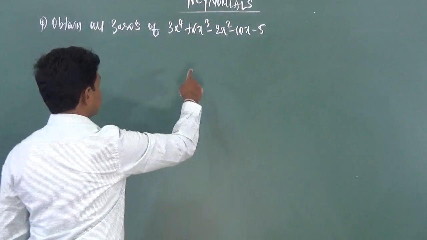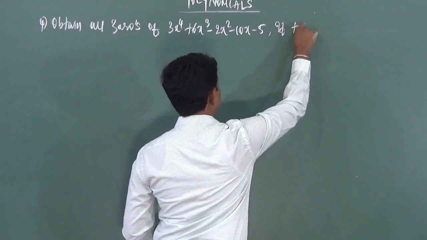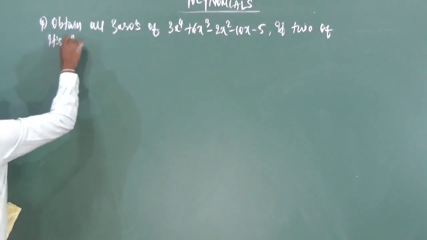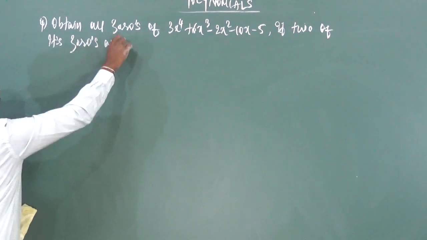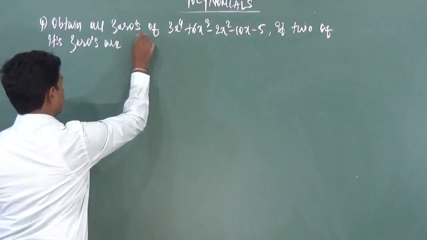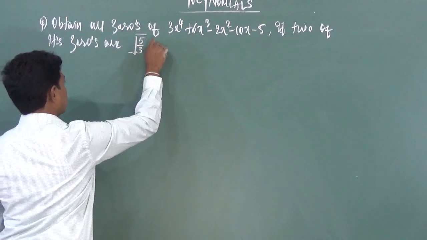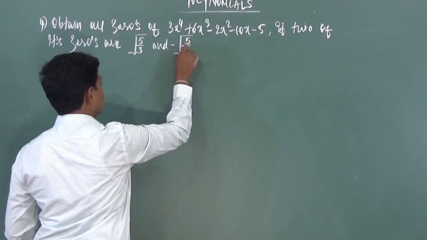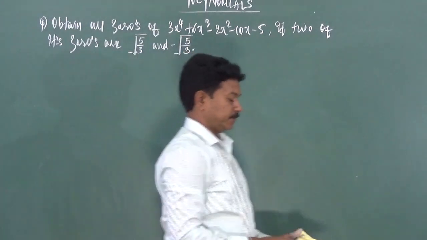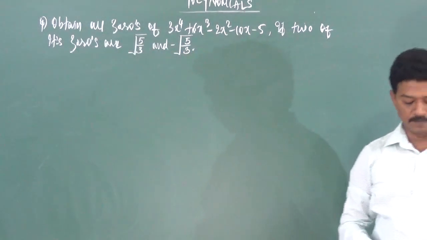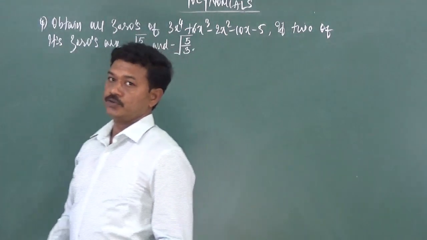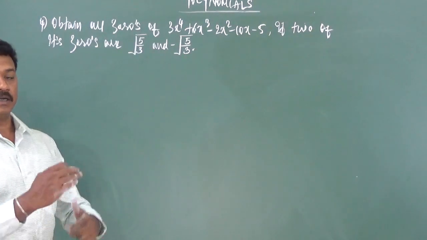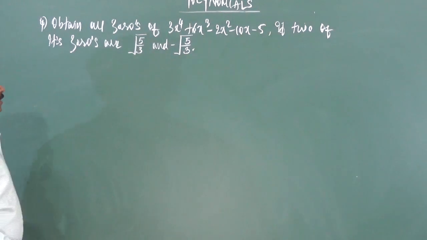Obtain all the zeros of this polynomial if 2 of its zeros are square root of 5 by 3 and, very important problem, square root of minus 5 by 3. Okay, so this problem will be for 3 marks. Compulsory, this problem will be given for 3 marks. You have to observe very well, you have to understand the problem, understand the theoretical background behind that, a little bit of imagination is required here. Right, so we go with that.